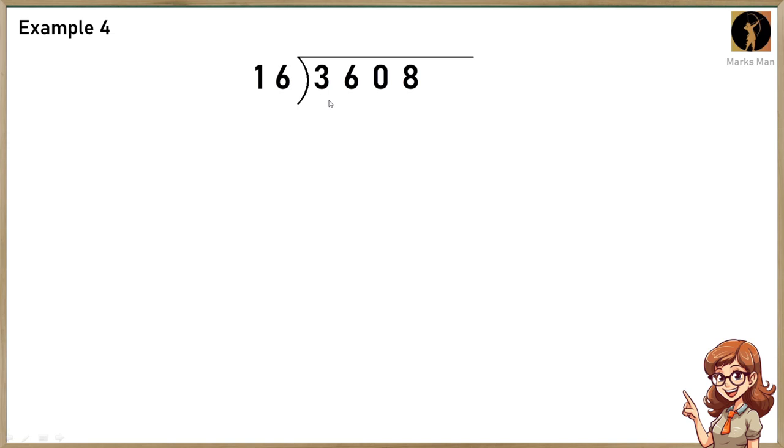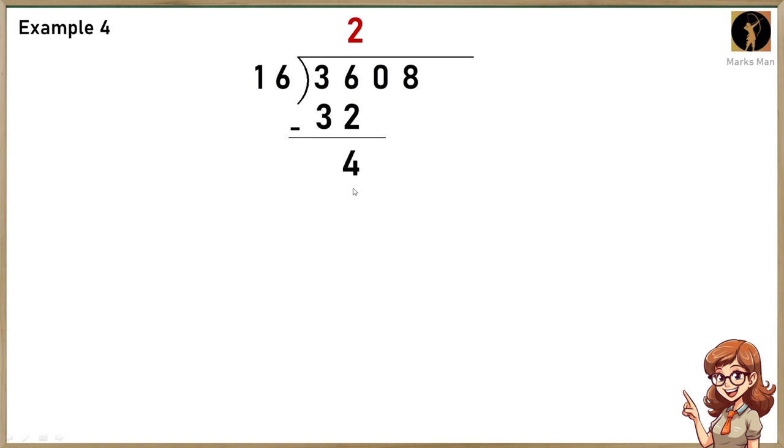So first step, you need to get a number from the dividend that is bigger than 16. Since 3 is smaller than 16, you need to use this number 36. So 36 divided by 16, that is equal to 2. Next, you need to multiply this number 2 to your divisor. So 2 times 16, that is equal to 32. Next, you need to subtract this number 32. 36 minus 32, that is equal to 4.